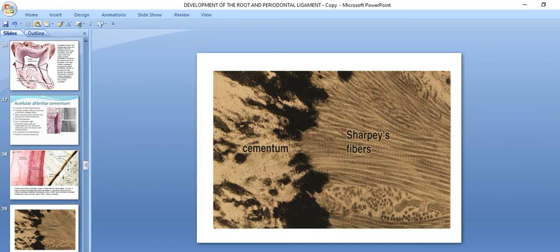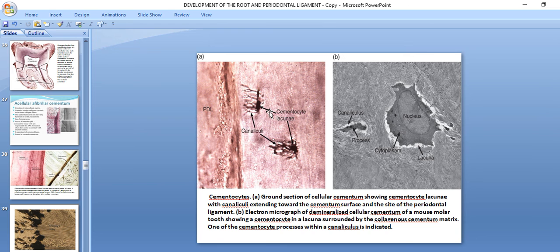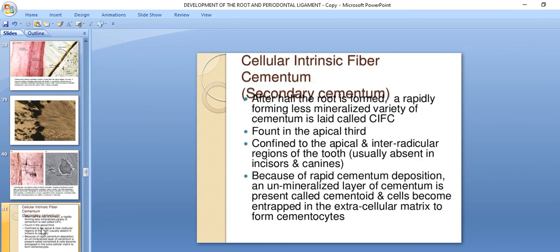And here you can see the cementocytes. They lie in their lacunae, and they have protrusions called canaliculi, and they communicate by these canaliculi. Here you can see the canaliculus and the cell embedded in this organic matrix. It has the nucleus, it has cytoplasm, and it lies in this lacuna. And here we can now discuss the cellular intrinsic cementum.